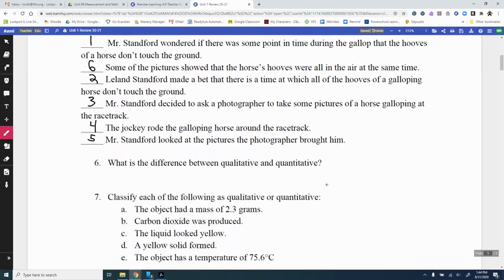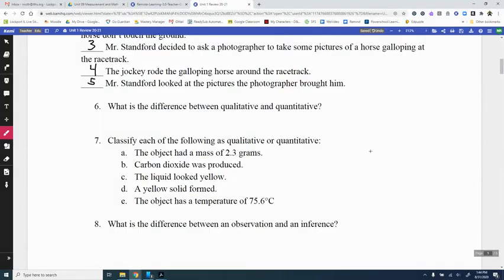Next, what is the difference between qualitative and quantitative? Qualitative is an observation that is describing the quality of something. So, for example, color, relative size, anything like that. Basically, anything that does not include a number. Color is the most common one generally. Quantitative: that base word is quantity. So a quantitative observation is an observation that does include numbers.